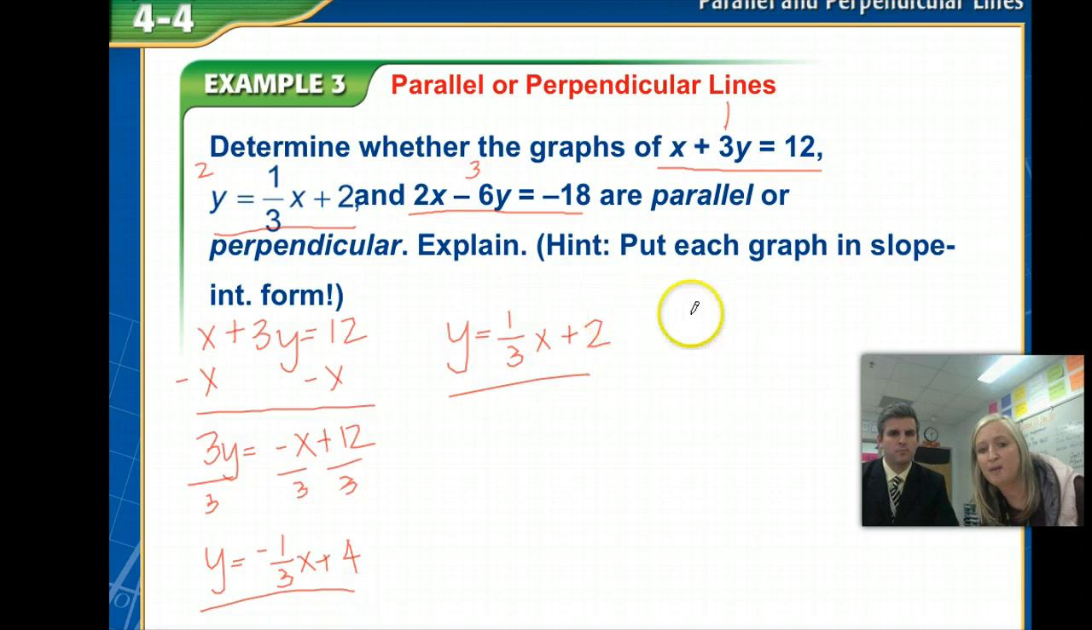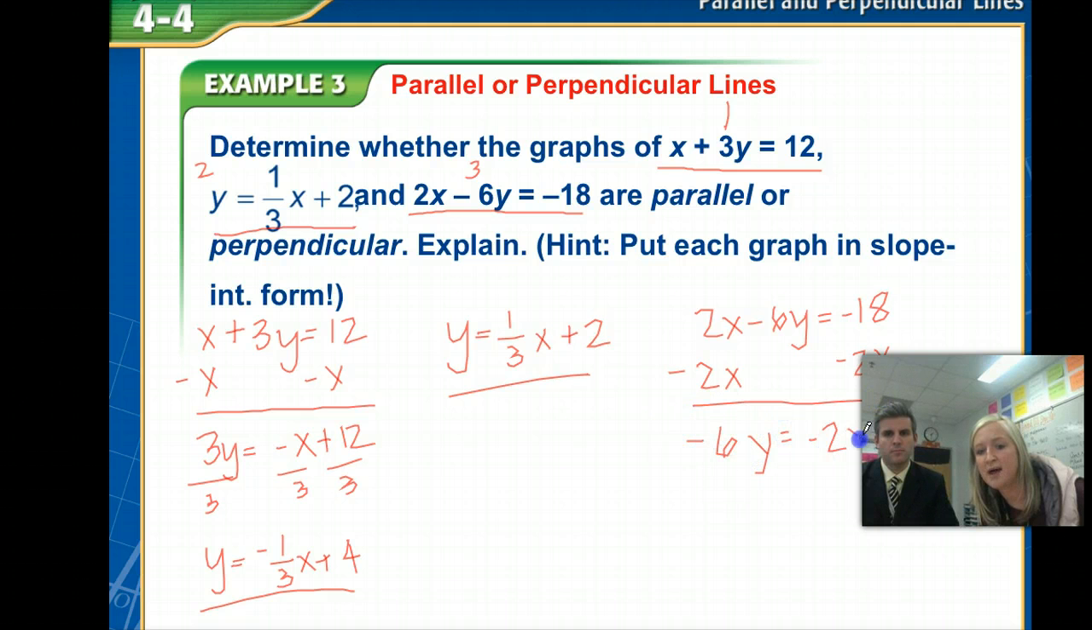And my third problem, 2x minus 6y equals -18. I'm going to subtract the 2x from both sides. I get -6y equals -2x minus 18, and divide everything by -6. You can tell I'm writing too fast because my pen is glitching. Y equals positive 1/3 when it's simplified, x, and then -18 divided by -6 is positive 3.